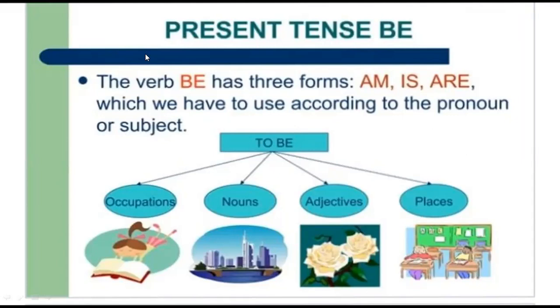Here, the first type of using present tense be form is occupation. So, in an occupation, for example, I being a teacher, I would say I am a teacher. I am a teacher. So here the form of the be, am, is used as I am showing my profession. We are teachers. So this is how the be form tells us about the occupation: am, is, and are.